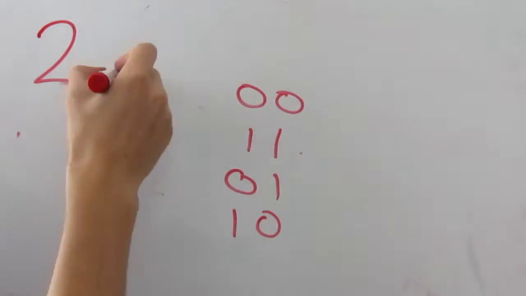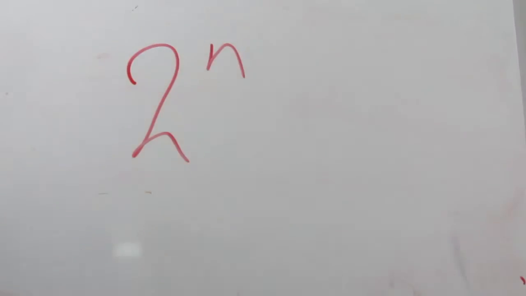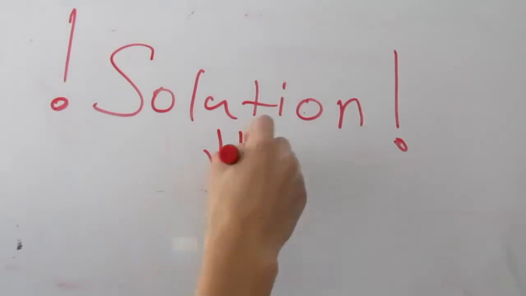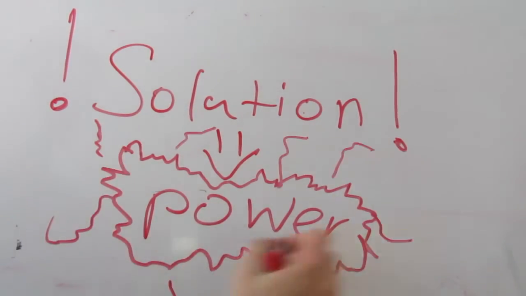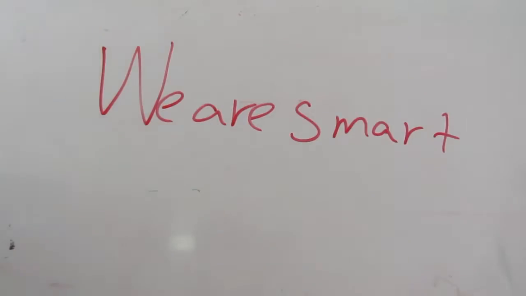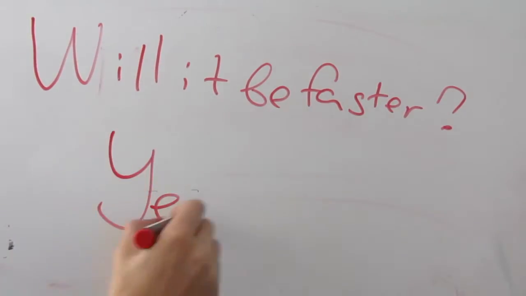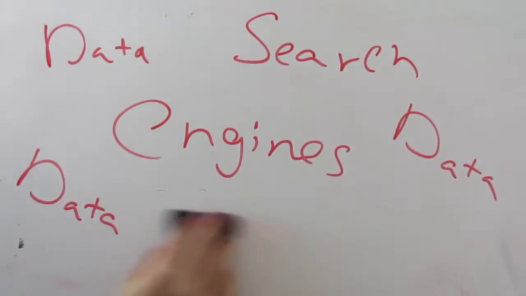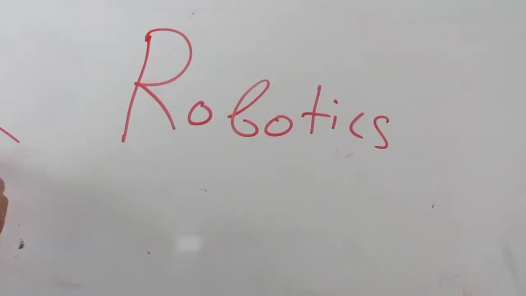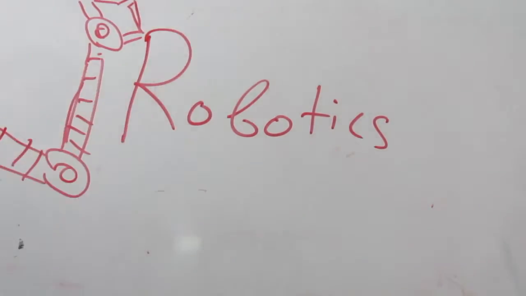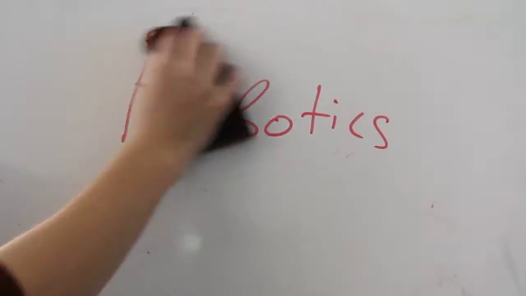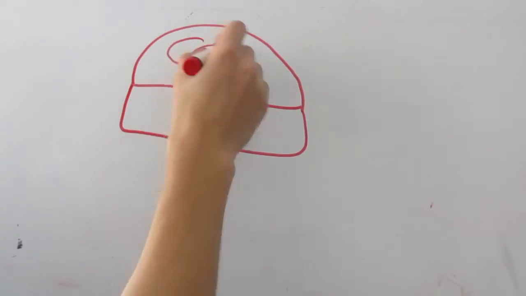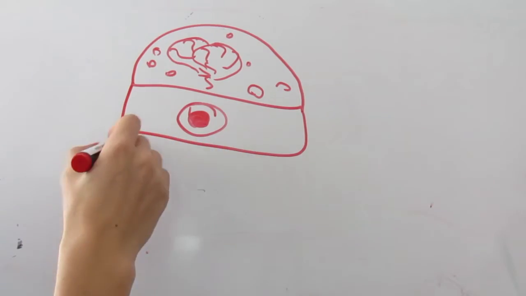The number of values will be 2^n, where n is the number of qubits. This solution gives us power, which means we're smart. It is important to know that you gain not speed but a reduction of the calculations you need to make. Use a quantum computer in search engines, in robotics, which will allow us to basically make something new that we have never done before. Well, it also can be used in some complex calculations.